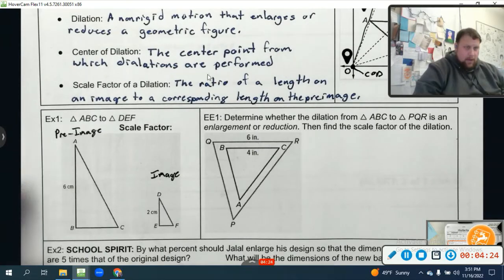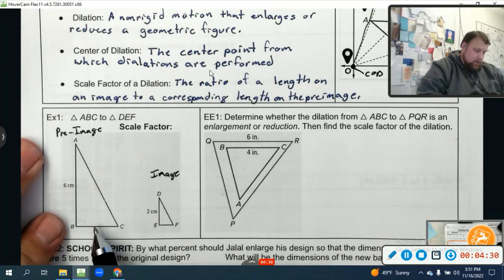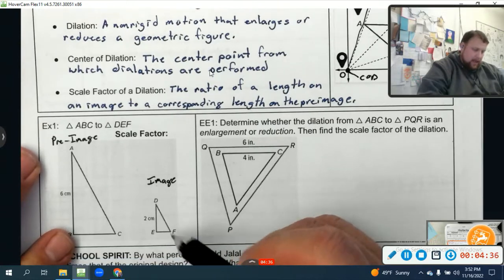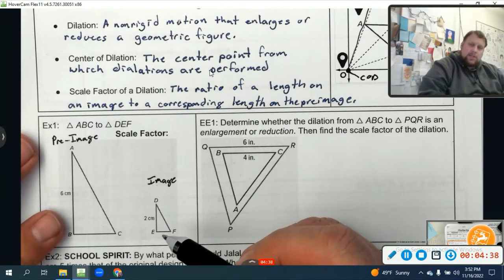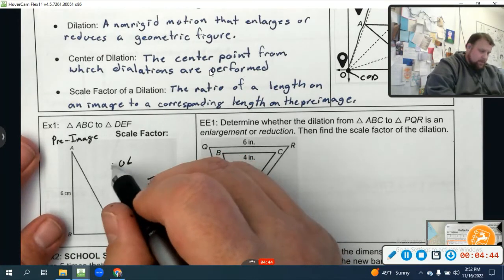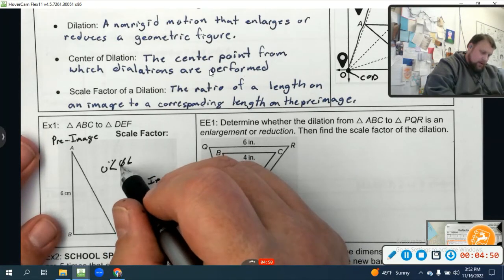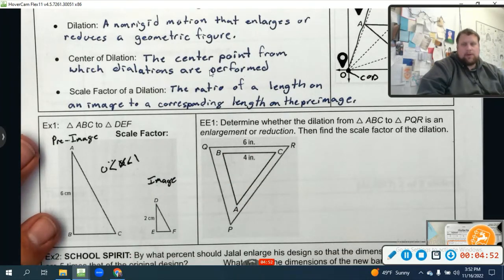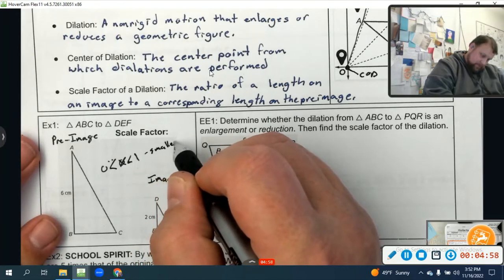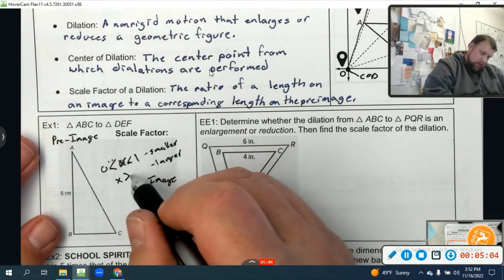It says triangle ABC to triangle DEF. So we started with ABC and we are dilating it to DEF. Notice we're getting it smaller. When it's smaller, your scale factor is going to be between 0 and 1, so it's going to make it smaller. It's going to be a fraction. When it's making it bigger, so this is for smaller, for larger, it's going to be greater than 1. Okay?